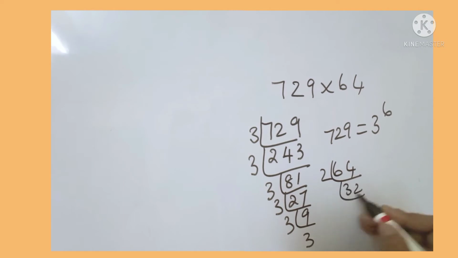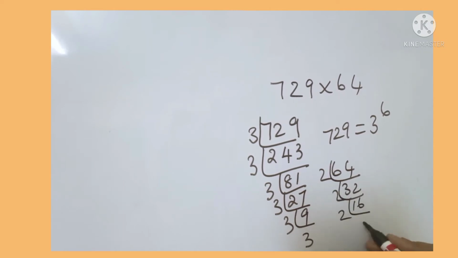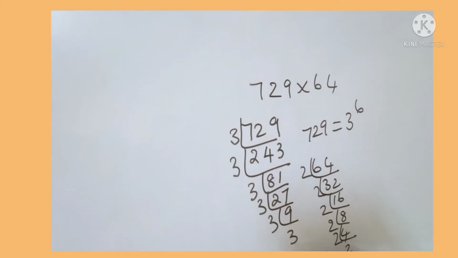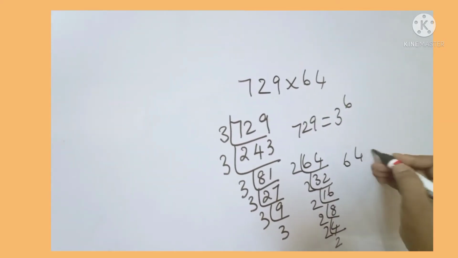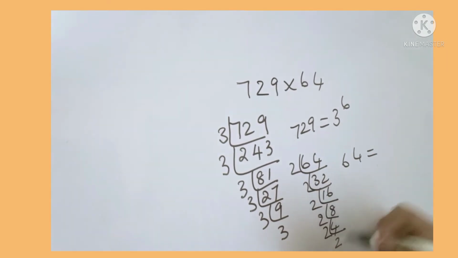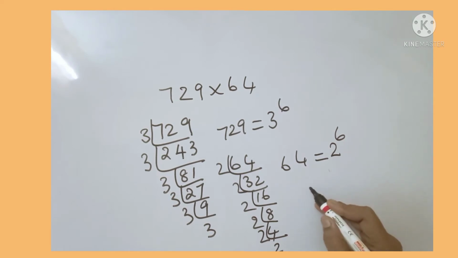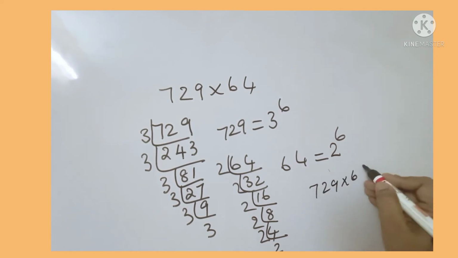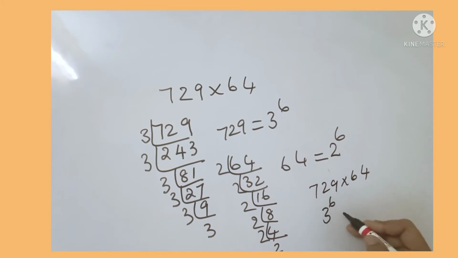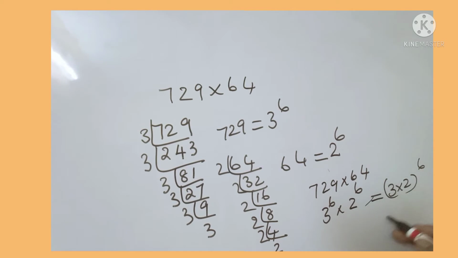Then 64. By 2 it is 32. By 2 it is 16. By 2 it is 8. By 2 it is 4. Again by 2 it is 2. So 64 is equal to 1, 2, 3, 4, 5, 6, 2 raised to 6. Therefore 729 into 64 can be written as 3 raised to 6 into 2 raised to 6. So this can be 3 into 2 whole raised to 6, equal to 6 raised to 6.